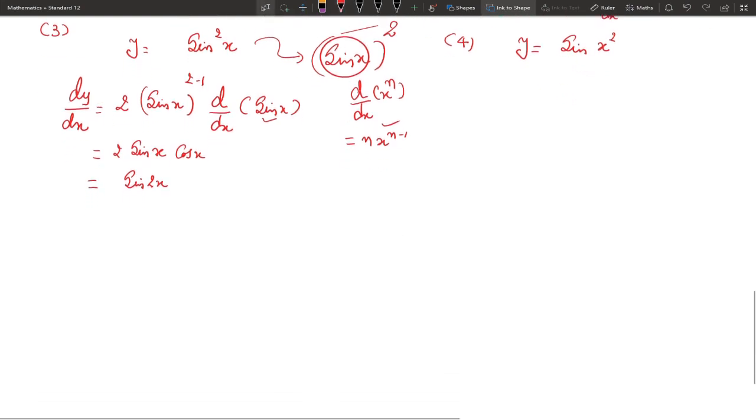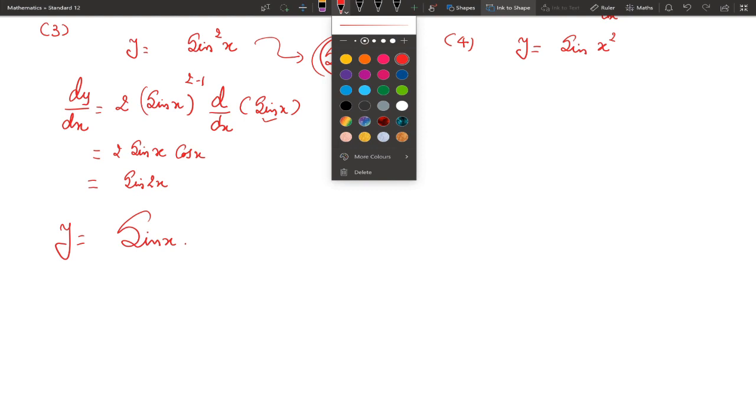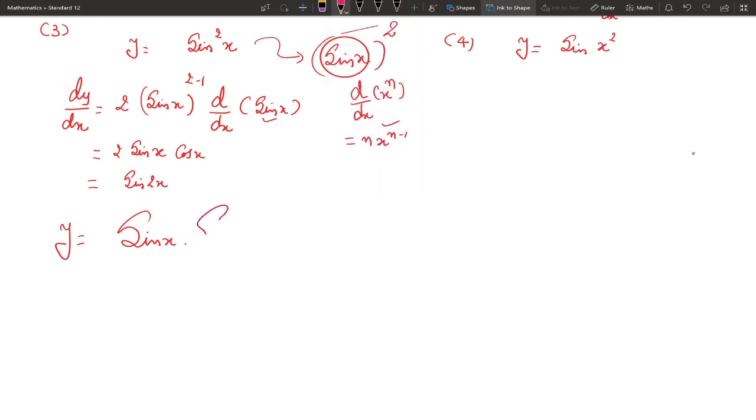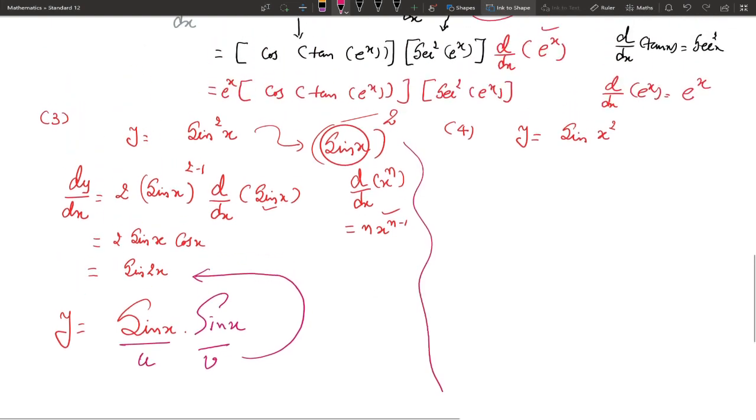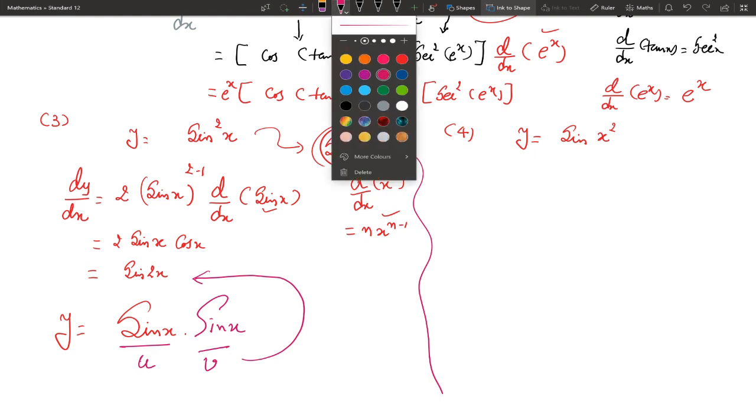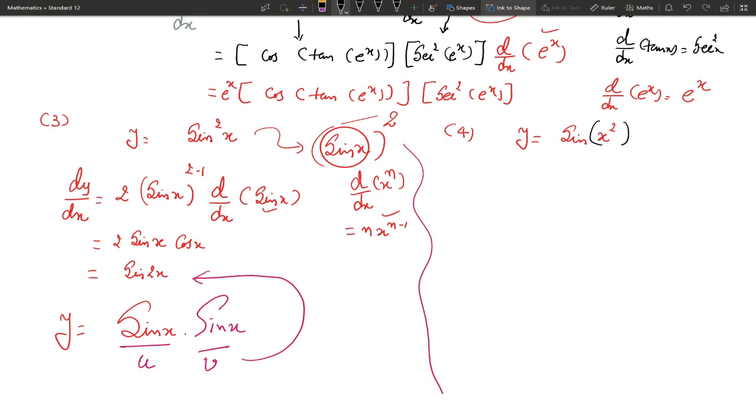But here also in the same example, y equals, for sin square x you can write sin x into sin x. Now use the u into v form, you will get the same answer, sin 2x. Now here this is sin of x square. Here it was sin square x, but here it is sin of x square.